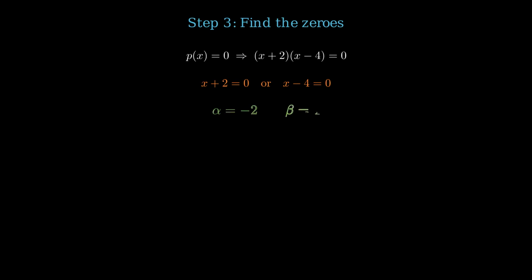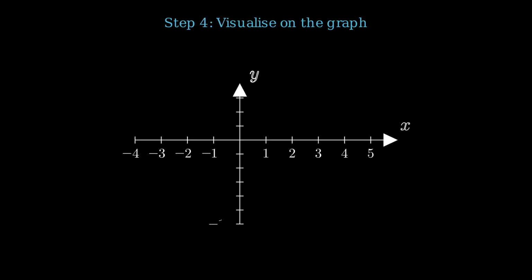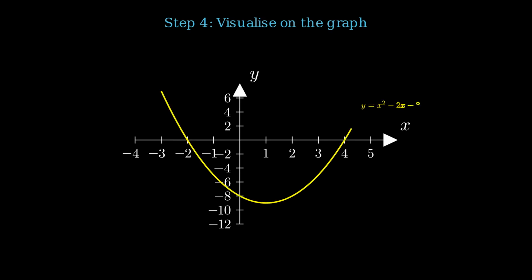Step 3. Find the zeros. Setting p of x equal to 0 gives x plus 2 times x minus 4 equals 0. So either x plus 2 equals 0 giving alpha equals negative 2, or x minus 4 equals 0 giving beta equals 4. Step 4. See the parabola on the graph. The curve y equals x squared minus 2x minus 8 opens upward and crosses the x-axis at x equals negative 2 on the left and x equals 4 on the right. Both zeros are clearly visible.